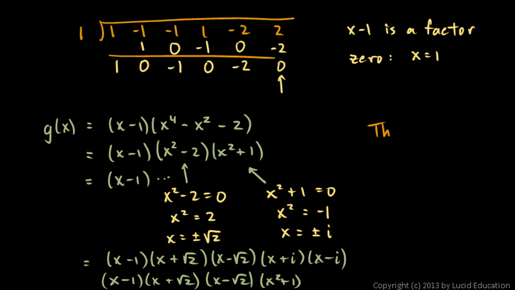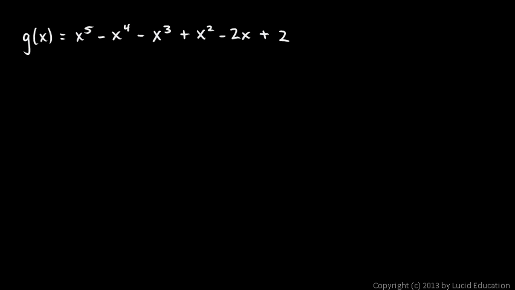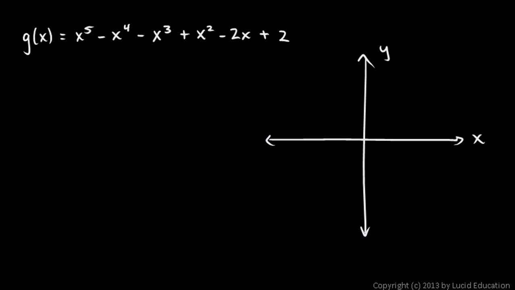So there are 3 real zeros, and we found them by factoring. And the real zeros are 1, square root of 2, and negative square root of 2. And now we can think about graphing this. Let's draw some axes here, x and y.